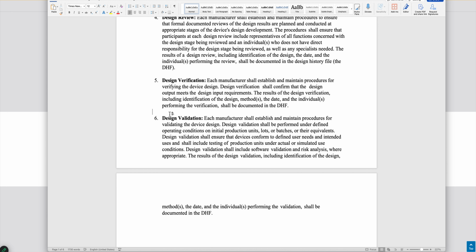Design validation shall ensure that devices conform to defined user needs and intended uses, and shall include testing of production units under actual or simulated use conditions. Design validation shall include software validation, because software may also be considered a device, and risk analysis where appropriate. The result of the design validation, including identification of the design, methods, the dates, and the individuals performing the validation, shall be documented in the device history file.